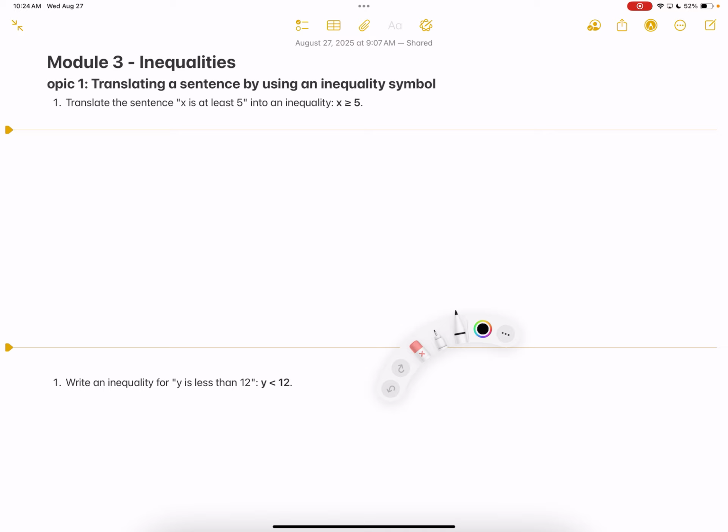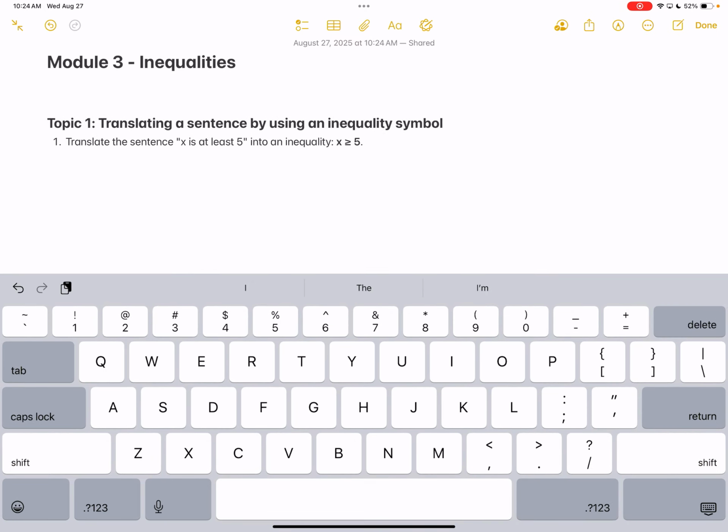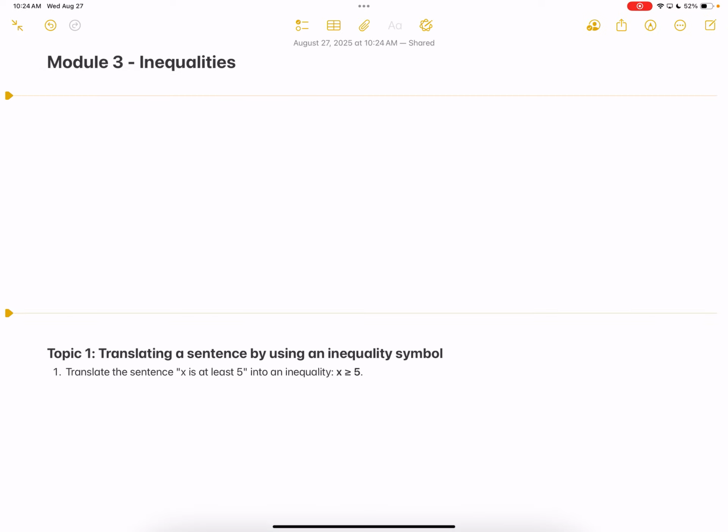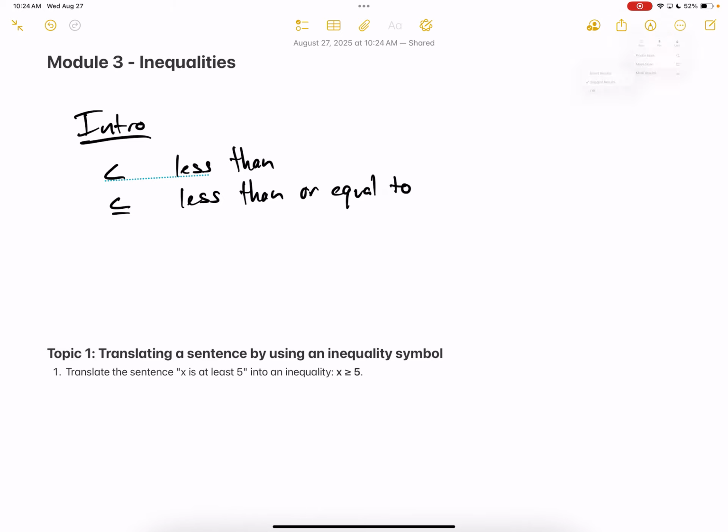All right, so inequalities. Inequalities are your less than, greater than, all those different symbols. We'll write them down right here so we have them. Okay, so you got less than, you got less than or equal to, we got greater than, and greater than or equal to.